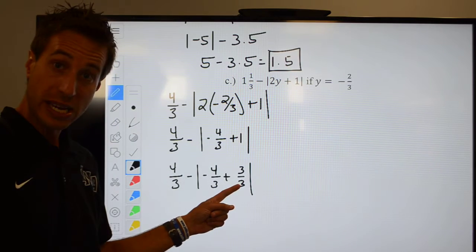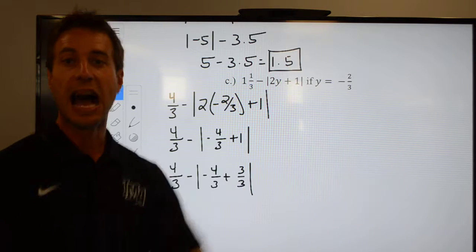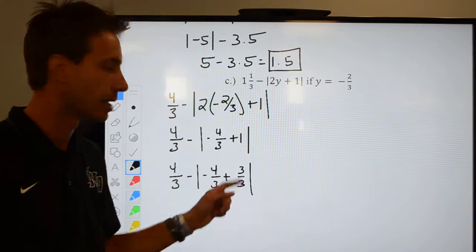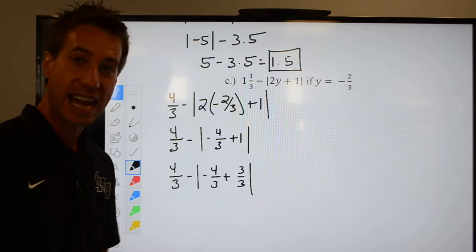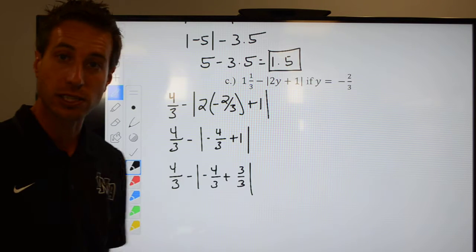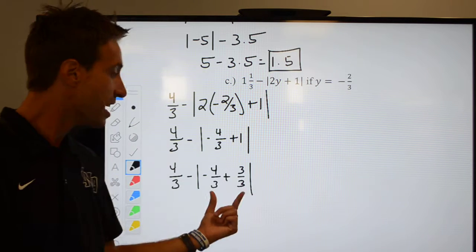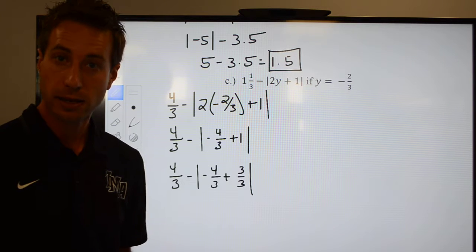So because I put a 3 in the bottom to get my common denominator, I got to put a 3 in the top. And 1 times 3 is 3. Now I can add these guys. Negative 4 plus 3 is a minus 1. Keep your common denominator, negative 1/3.